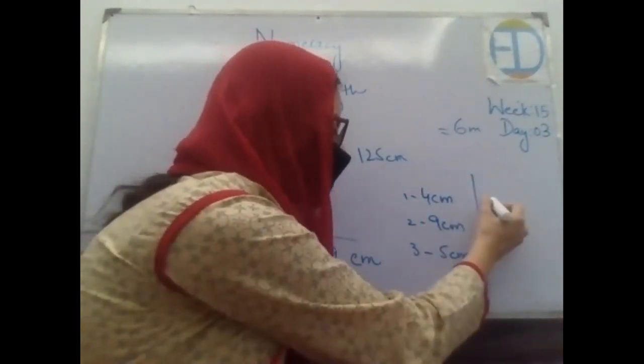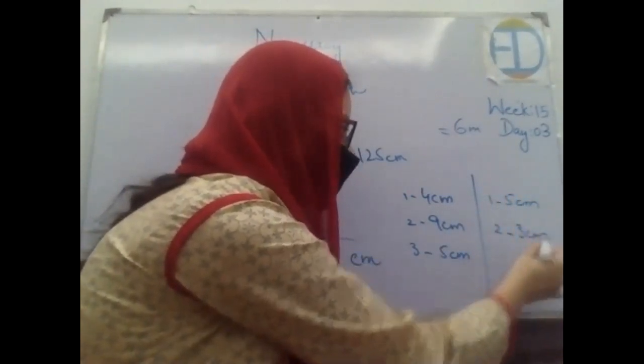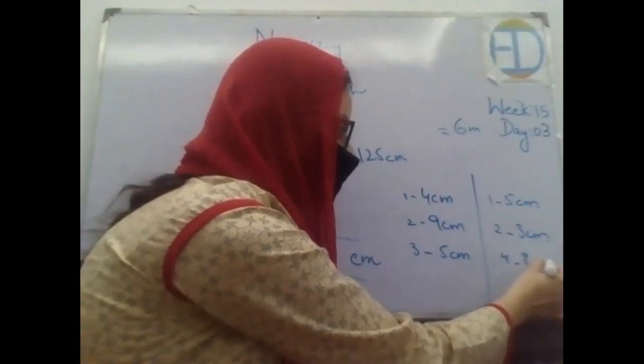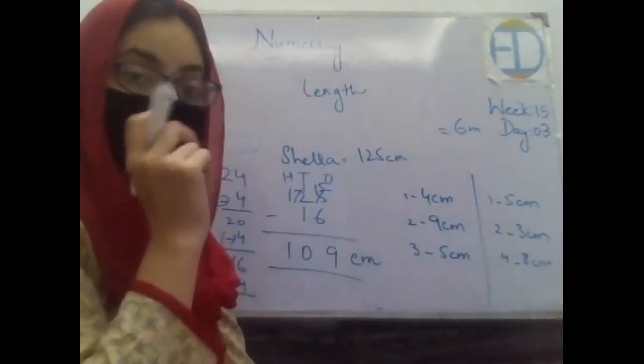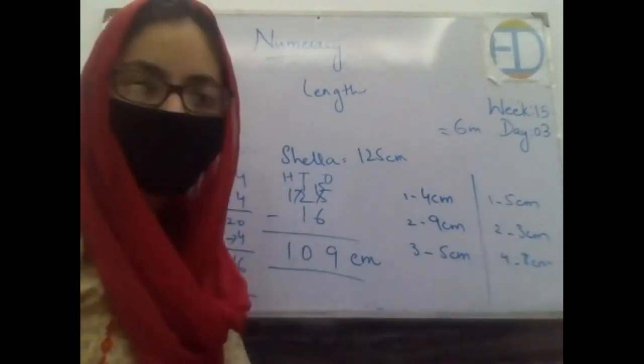And the second one: first should be of 5 centimeter, second should be of 3 centimeter, and fourth should be of 8 centimeter. And then add them up and tell me what the answers are. Note them down in your notebook. This is your home assignment. Hurry up.